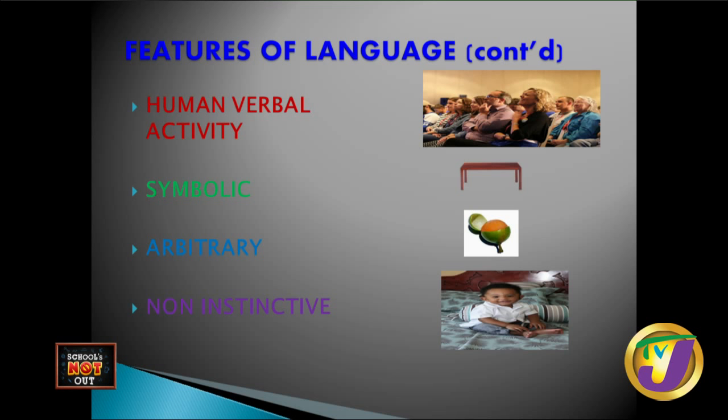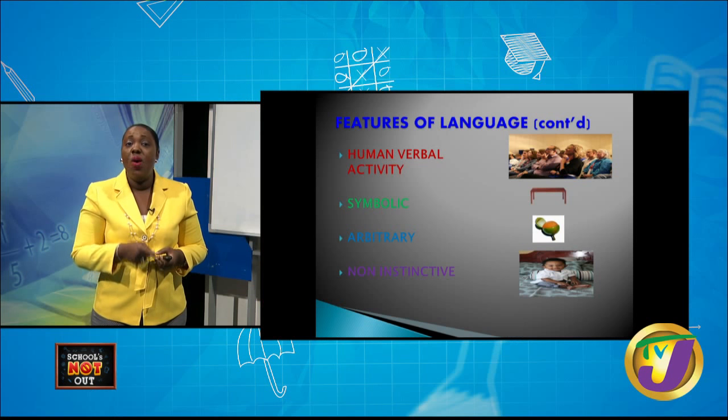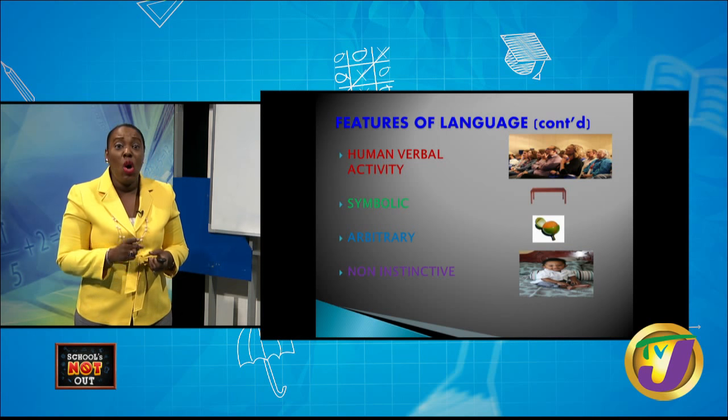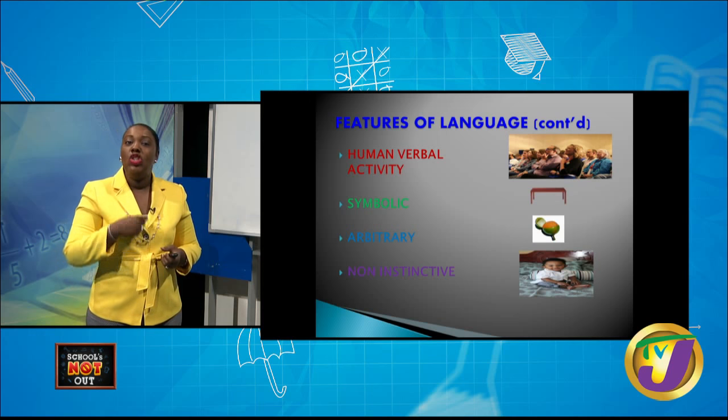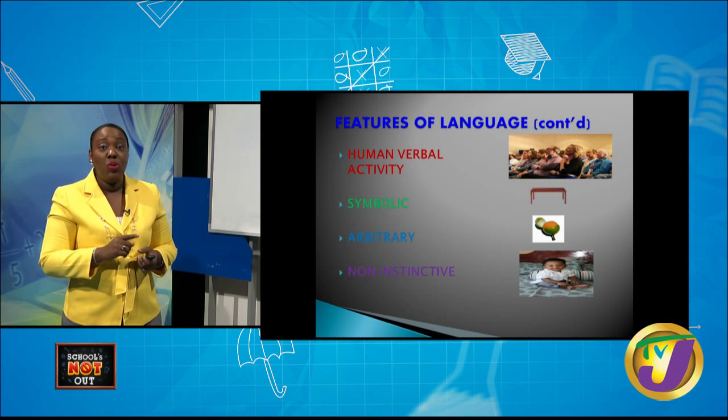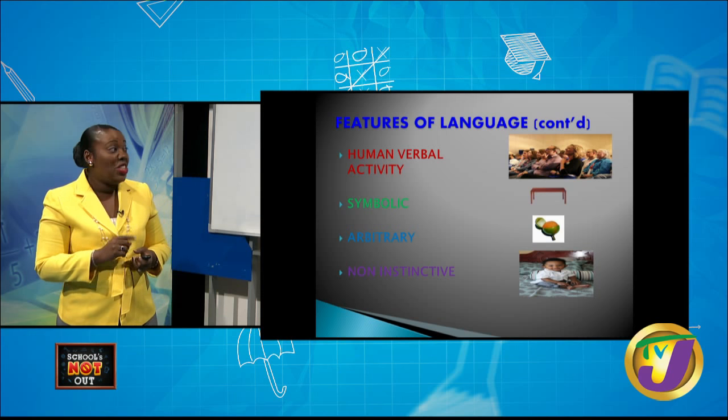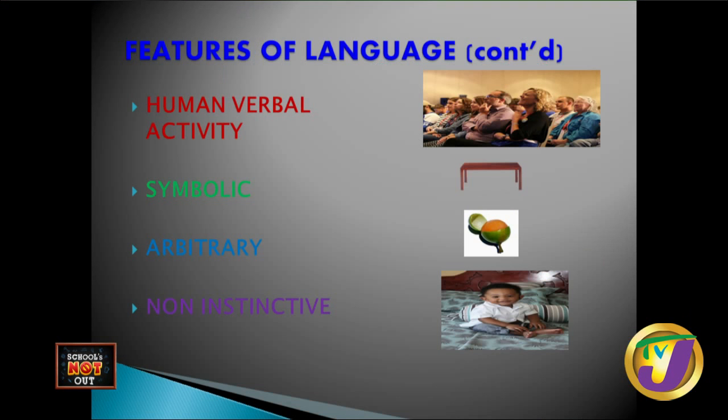But can the dog say to the neighbor's dog, wait until tomorrow? No, it can't. But humans have that ability to say to that person, I am going to get back at you. This is not the end of it. So language is human verbal activity. It's unique to humans. Language is also considered to be symbolic.